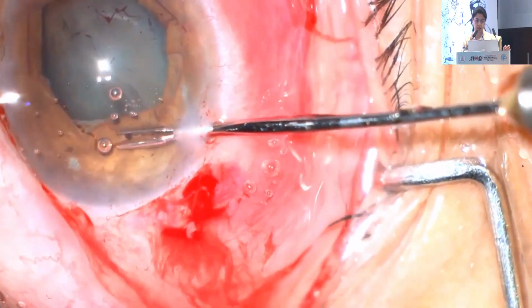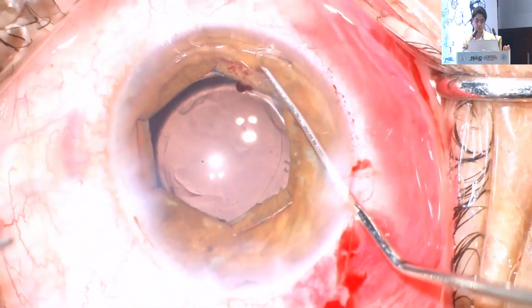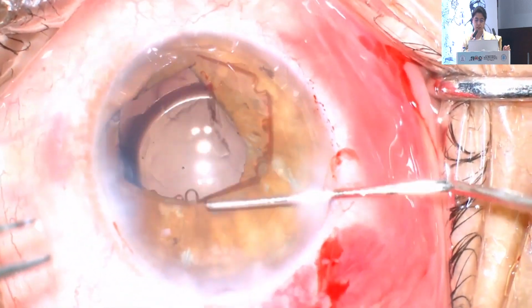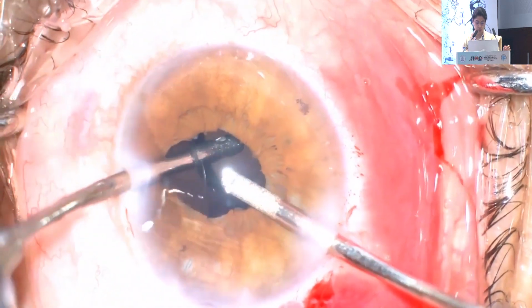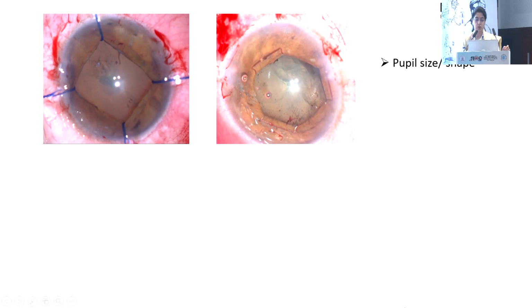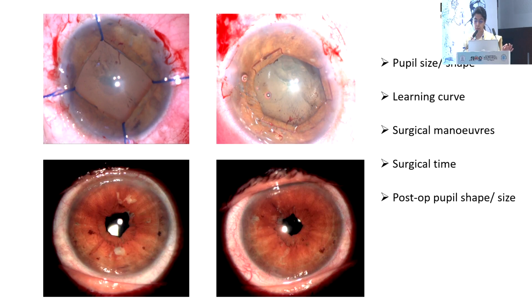This was my first case, so this is very easy. This is much easier than iris hooks. Again, removing viscoelastic from the bag. So comparing the two devices, iris hooks and B-hex ring, pupil size and shape are comparable, but the shape is better in the B-hex ring. There is a little learning curve with the B-hex ring. Surgical maneuvers are easier with the B-hex ring. Surgical time is also shorter with that. However, the post-op pupil size is smaller with the B-hex ring compared to the iris hook, and post-op astigmatism is comparable between the two devices.